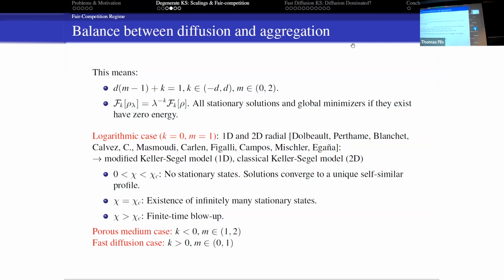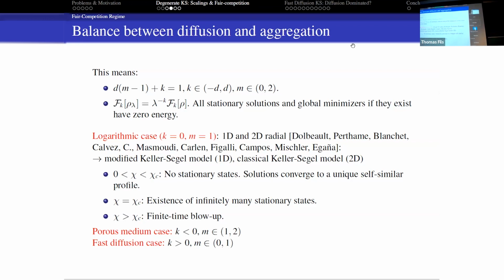So when m equals 1, that should be substituted by the Boltzmann entropy, like the integral of rho log rho. That's for m equals 1. You can see that it is the limit of this one: when m goes to 1, you just subtract conveniently a constant. So the case k equals 0 and m equals 1 corresponds to the classical Keller-Segel model in 2 dimensions.